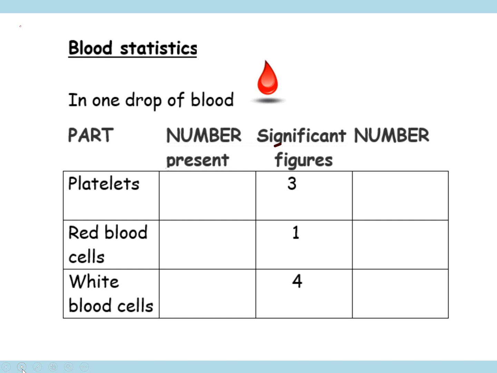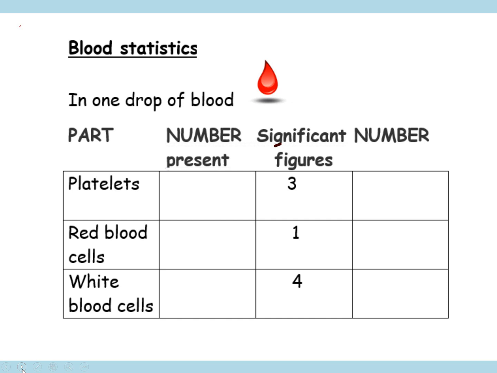So we're going to do a little numeracy task to start us off. And this is called blood statistics. And I want to know if you know how to work out what we call significant figures. So I'm assuming that you've done significant figures in maths previously. So the significant figures is the number of figures from a large number or sometimes a small number that we will use to show an approximation.